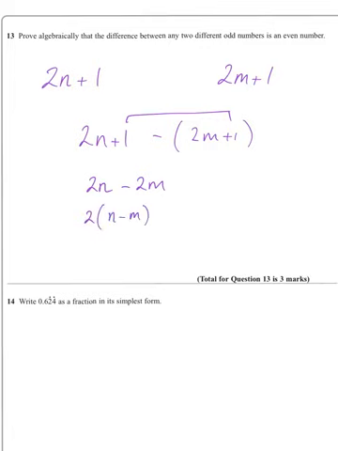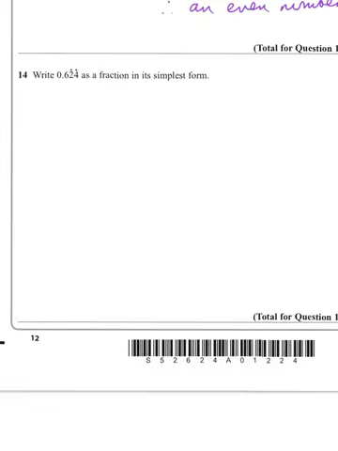Now that's really interesting because no matter what n or m are, we'll always have them times by 2, i.e. it will always be in the 2 times table, i.e. an even number. There are other ways of approaching this question, but I think that's the best way. Question 14. It asks you to write 0.6 and then the 24 part recurs, so 0.6, 24, 24, 24 and so on, as a fraction in its simplest form.